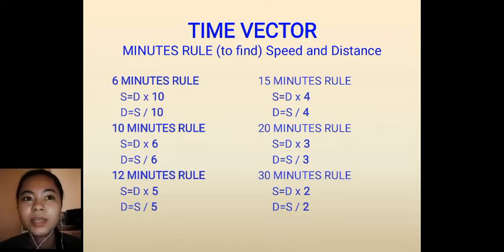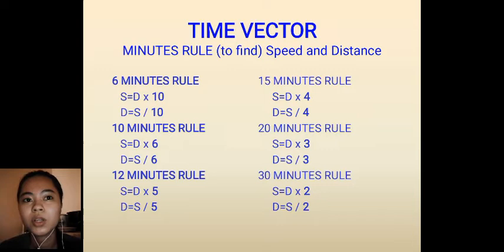Time vector, minutes rule to find the speed and distance. The 6 minutes rule: speed equals distance times 10, distance equals speed divided by 10. The 10-minute rule: speed equals distance times 6, distance equals speed divided by 6. The 12 minutes rule: speed equals distance times 5, distance equals speed divided by 5.